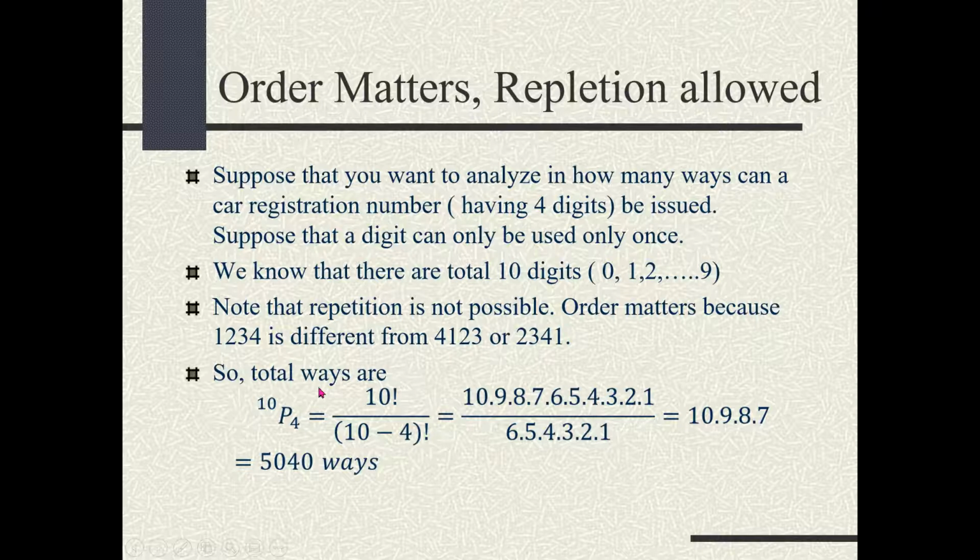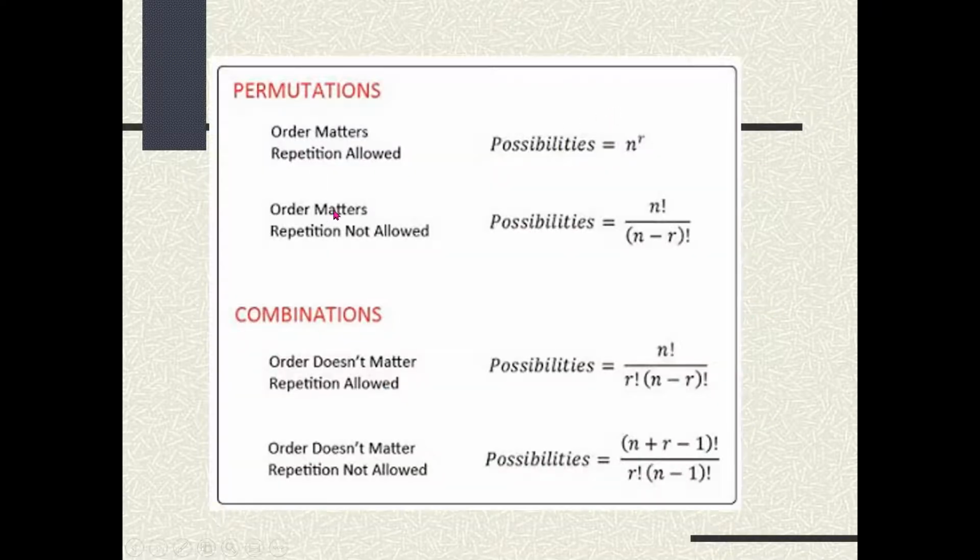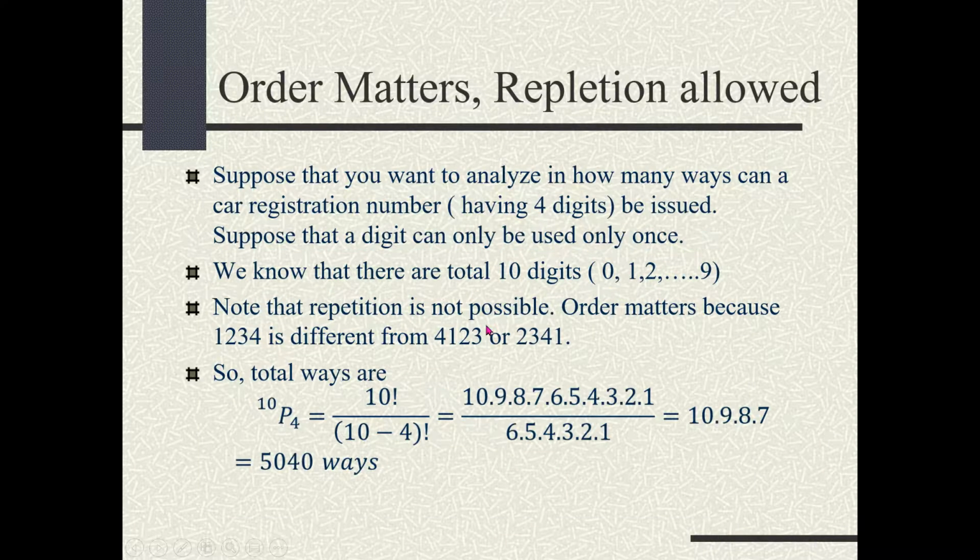So total ways are, if I go back to that slide, which case is it? Order matters, repetition not allowed. So I am going to use the formula n factorial over (n minus r) factorial, which is the permutation formula. So 10 factorial, because 10 digits, divided by (10 minus 4) factorial. The answer is 5040 different ways the car registration number could be issued.